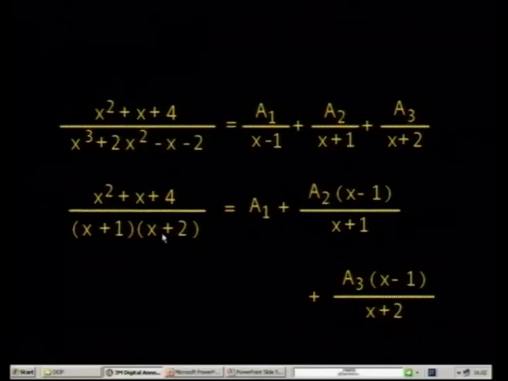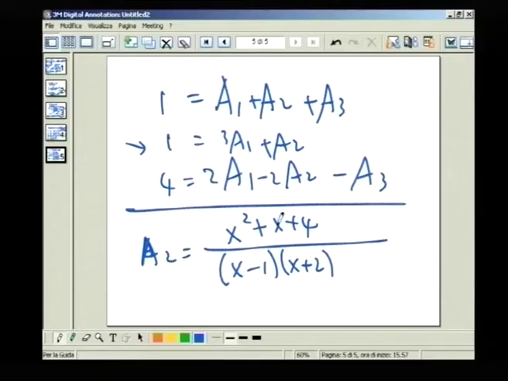Because we already multiplied both sides by x plus 1, and then you put x equal to minus 1. When you do that, the term containing A1 cancels out, the term containing A3 cancels out, and you get directly A2. So all you have to do is put x equal to minus 1. You get 1 minus 1 plus 4, which is 4, divided by minus 2 times 1, so minus 2.